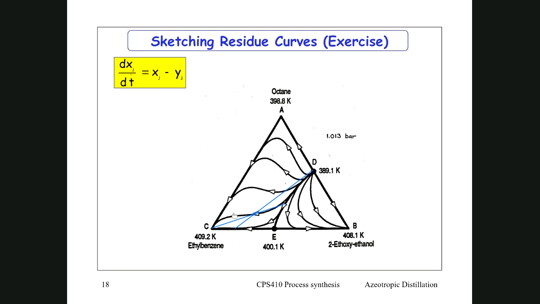So let's take this unstable node, and we've got this as a boundary, and we've got the residue curve that goes through that feed point as the other boundary. So that will run along this way, and that makes up the possible bottoms compositions.